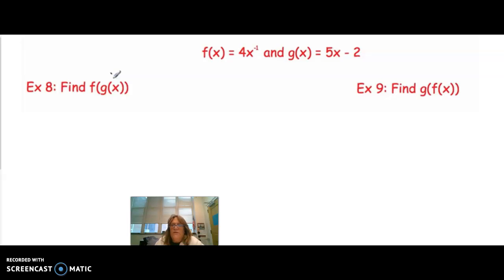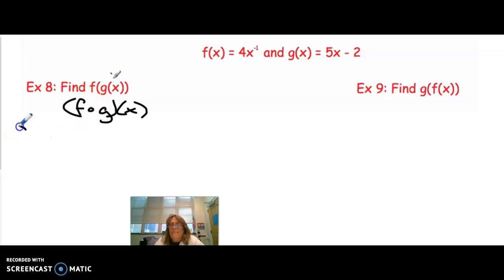Let's try a couple of others. This, again, could be written as f o g of x. So "f of g." That's an easier way for you to remember. When you see that open circle, it's not a 0, it's an open circle. So it means you're composite. So you're plugging the g into the f.